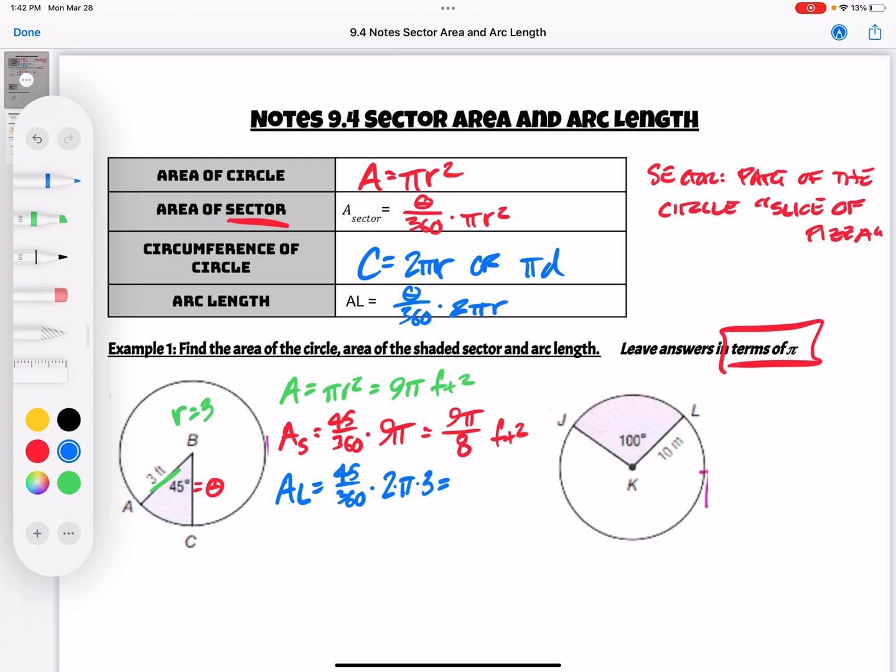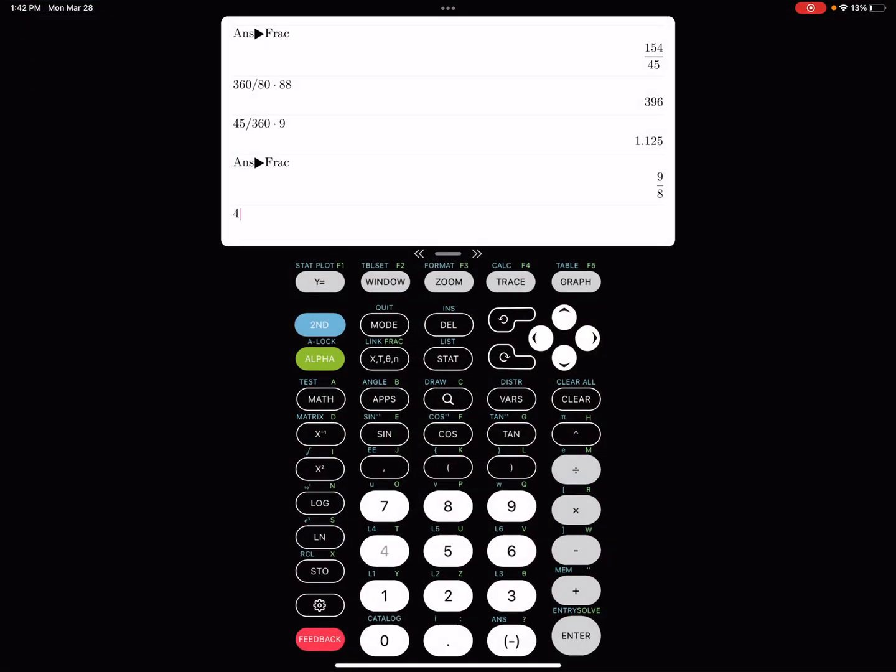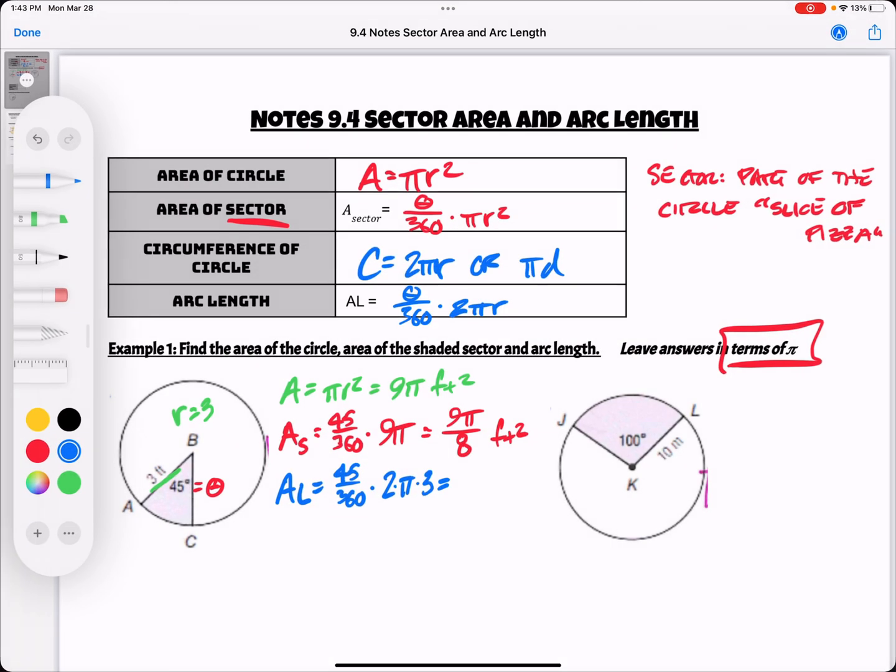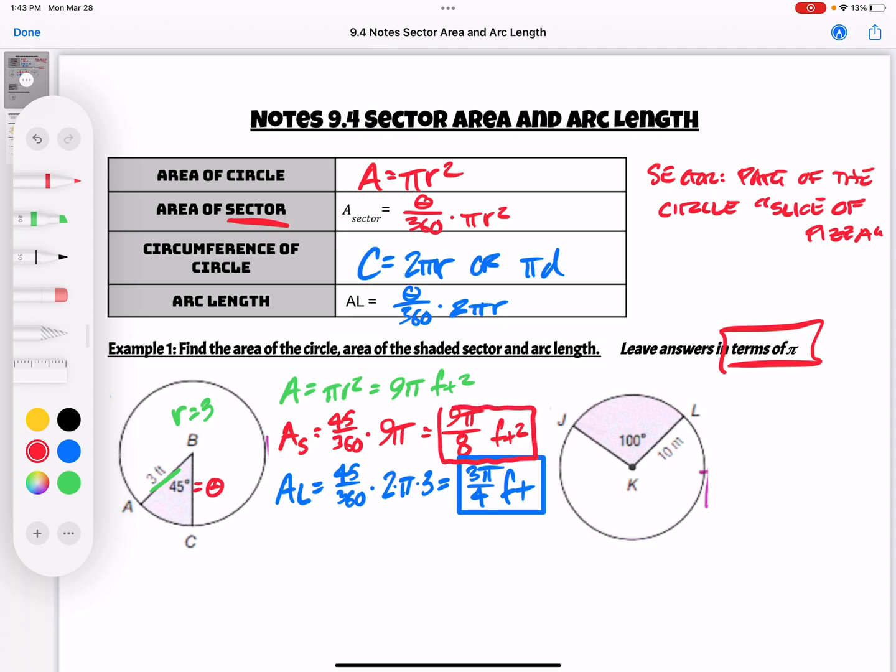So that's going to give me, if we go back to our calculator, 45 divided by 360 times 2 times 3 gives me 0.75. I don't need to do math or enter to know that that is 3 pi over 4 feet. And that is that answer. And this one is this answer. There we go. Those are our two answers.